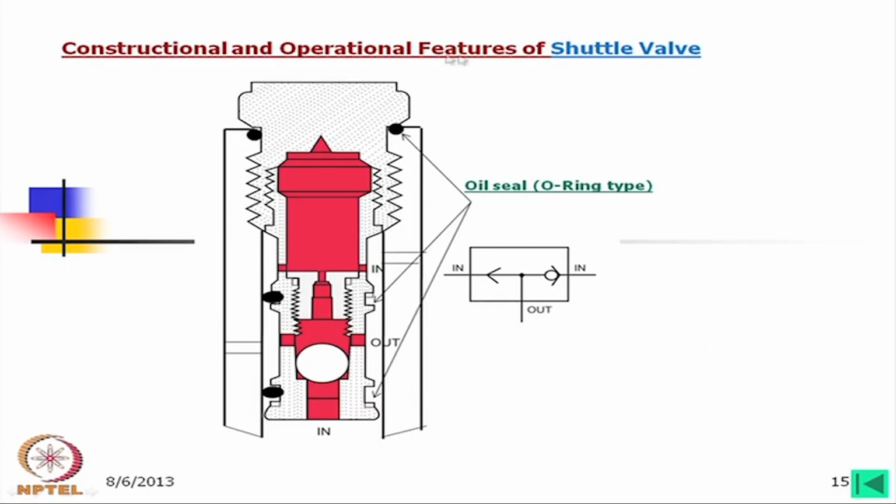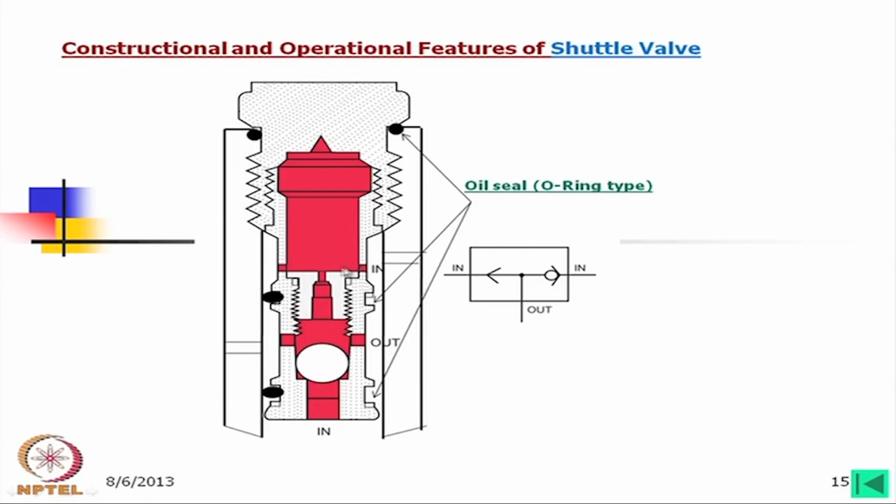This is the constructional and operational feature of the shuttle valve. If you remember, this is the shuttle valve. What is a shuttle valve? In that case, there are two inlets, one inlet here and another inlet here. Whatever the inlet may be, the outlet is always through this. Now, suppose there is a flow, then simply this ball will go here and oil will go through this and go to the main system or maybe to the drain.